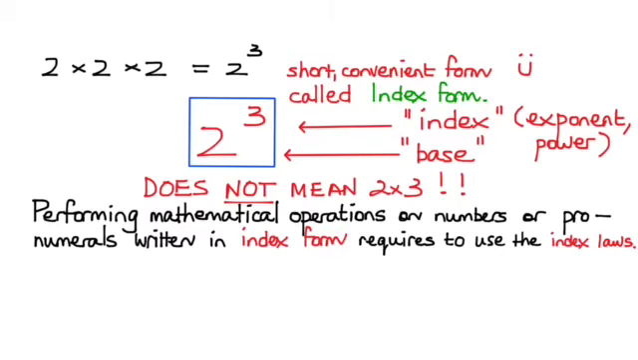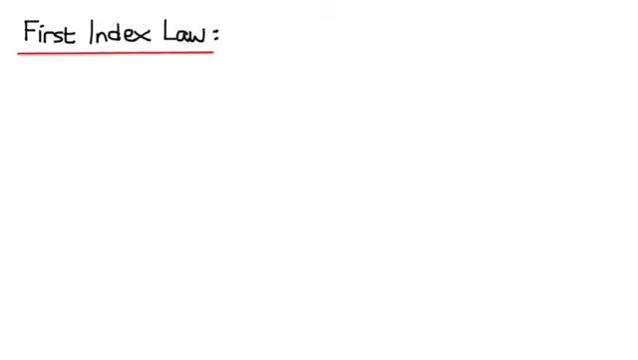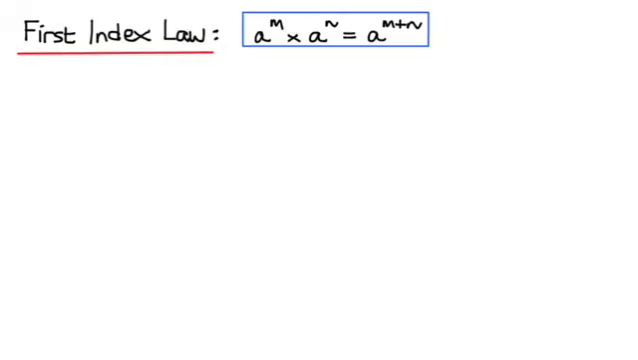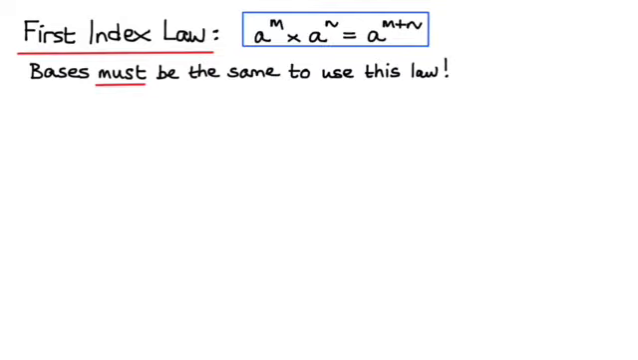Now, performing mathematical operations on numbers, or pronumerals for that matter, which are written in index form, requires us to use the index laws. Here they come. The first index law, ladies and gentlemen, says that a to the m times a to the n equals a to the m plus n. Now that all looks very abstract, so let me explain first that the bases must be the same to allow us to use this law.